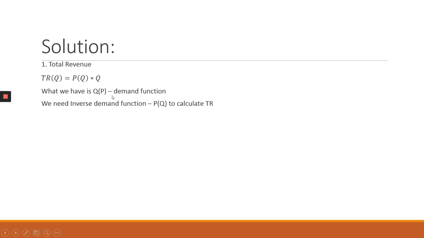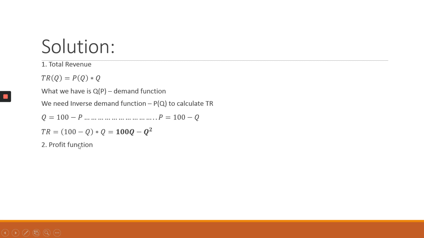So to get the inverse demand function, basically what we're going to do is to rewrite the demand function, right? Making P subject of the formula, right? So now we have P equals 100 minus Q. So with the price now, we can multiply it to Q to get total revenue, right? So our total revenue becomes 100Q minus Q squared, right?